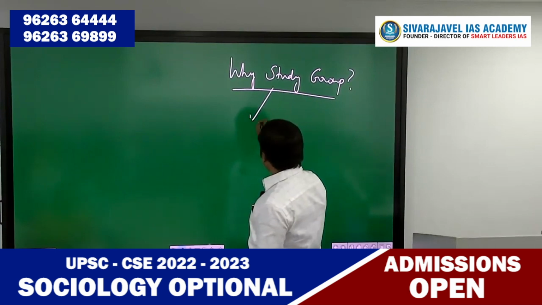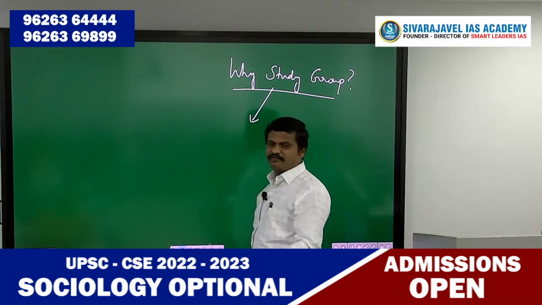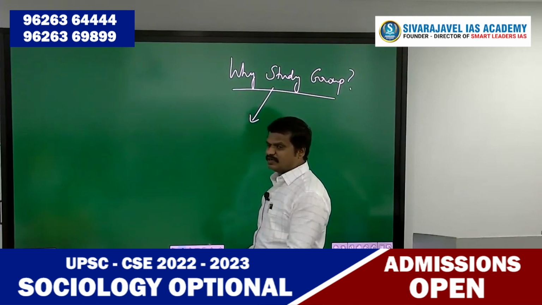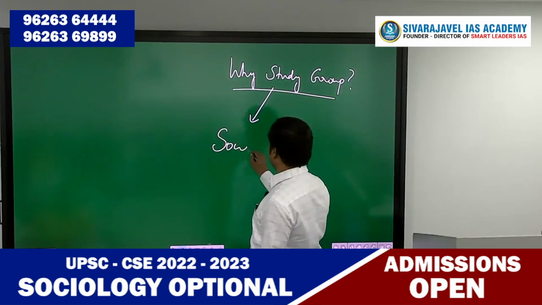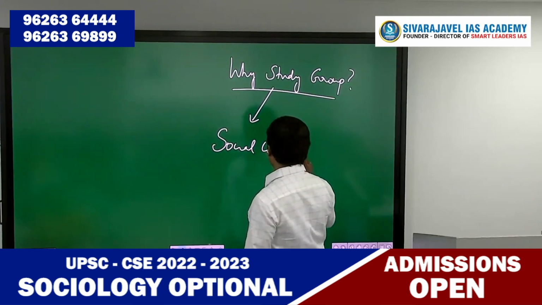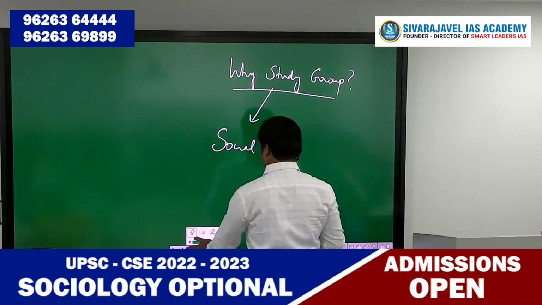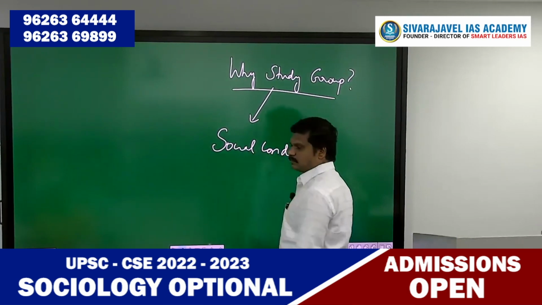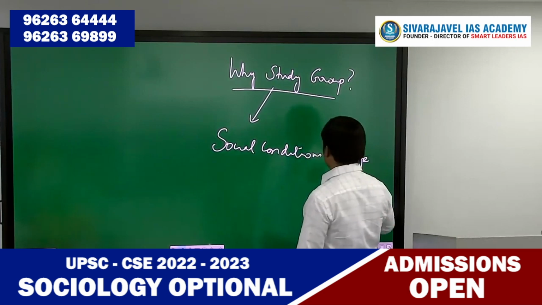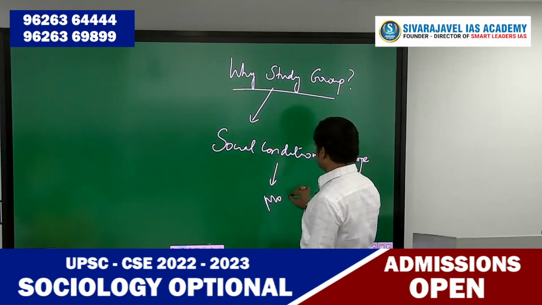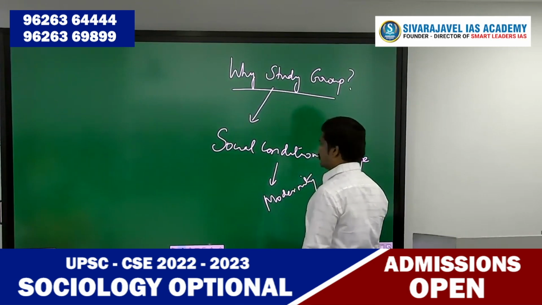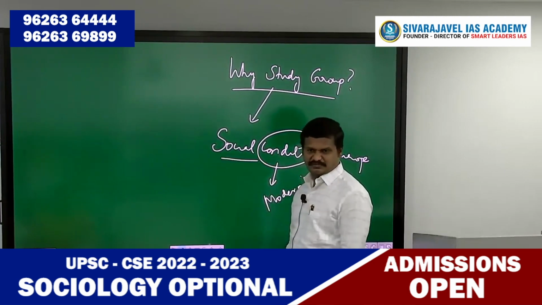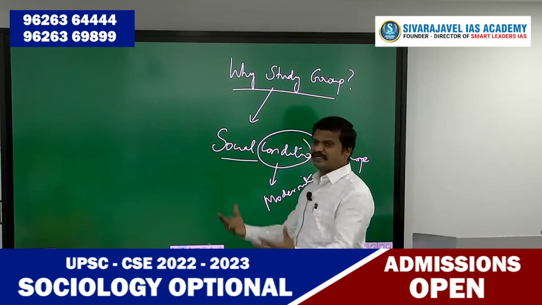So we should study group because the group mind decides the individual mind. Therefore, study of group becomes important for sociology. Now, the first topic says the emergence of sociology is because of two things: social conditions in Europe. In Europe, the social condition was caused by modernity. So the condition of the society in Europe is a new condition. It is a changed condition.